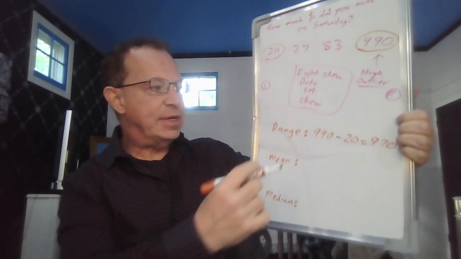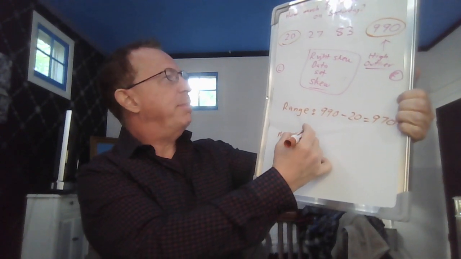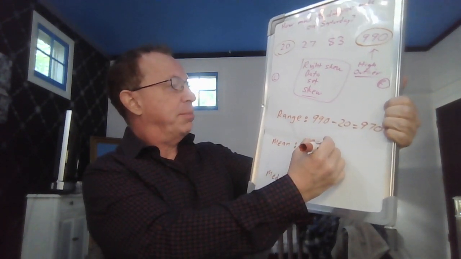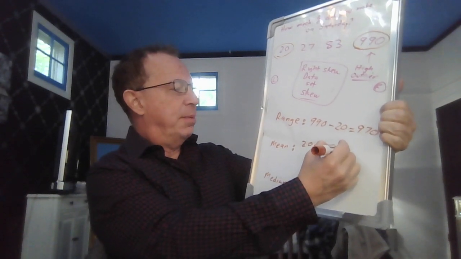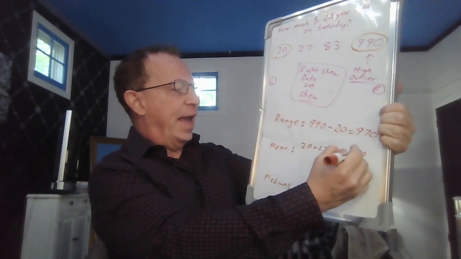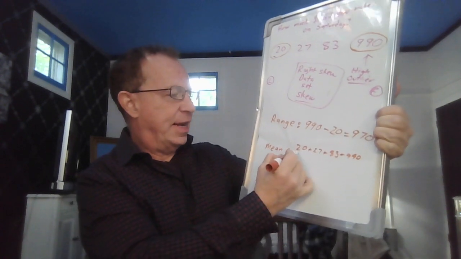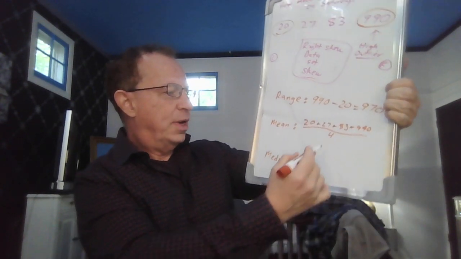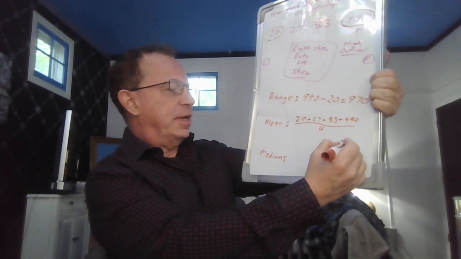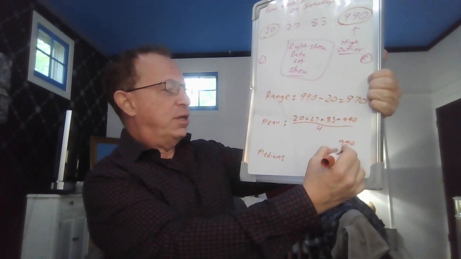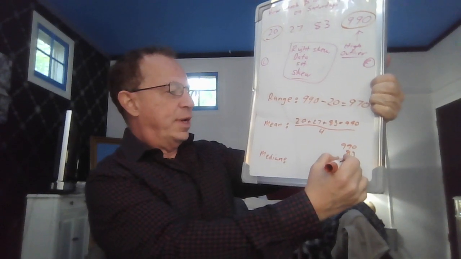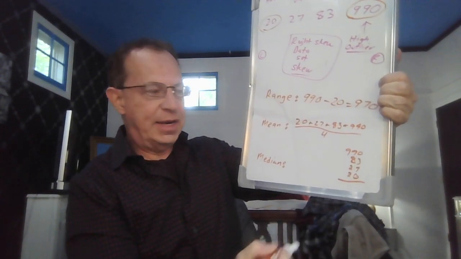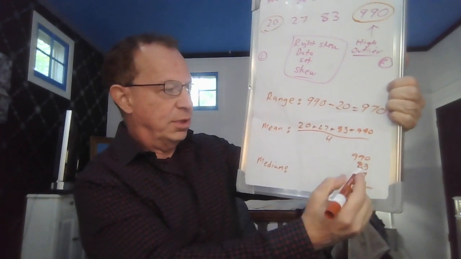The mean, how do we work on the mean? We find the mean by adding 20 plus 27 plus 83 plus 990, adding the four values of the data set and dividing by that number 4. Okay, so I will do this right here. 990 plus 83 plus 27 plus 20. Okay, can you see that? Yeah, I think that's kind of visible, hopefully legible.